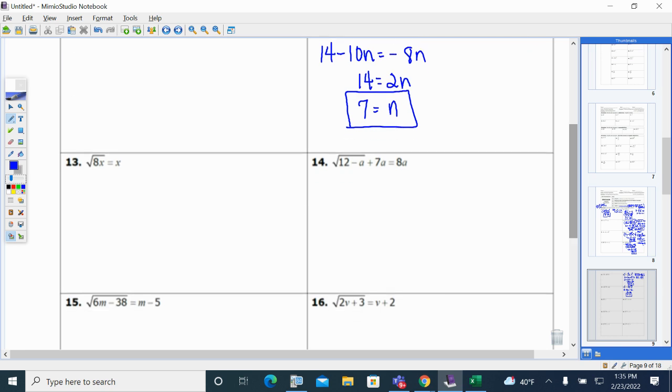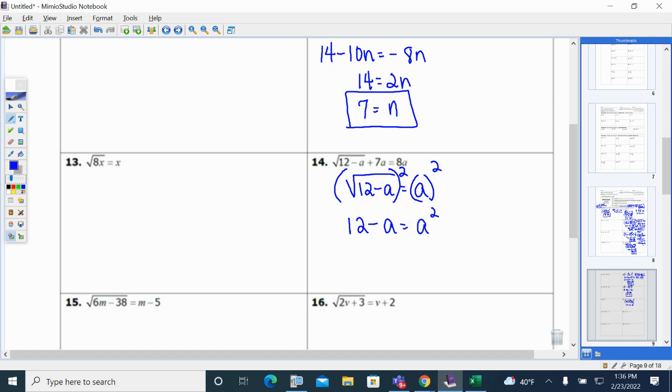Moving right along, I want to look at number 14. On number 14, I have the square root of 12 minus a plus 7a is equal to 8a. We can isolate our radical here by subtracting the 7a. So the square root of 12 minus a equals 8a minus 7a is 1a. Our index is 2. We have the radical isolated. So now we can raise both sides to the 2nd power. And I have 12 minus a is equal to a squared.